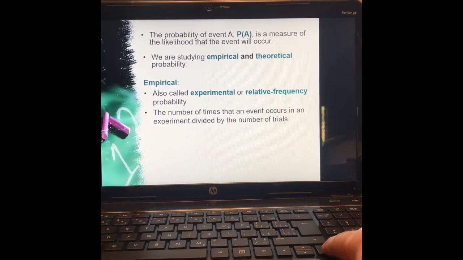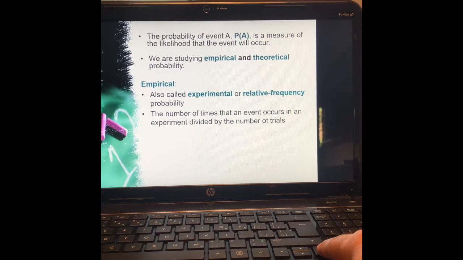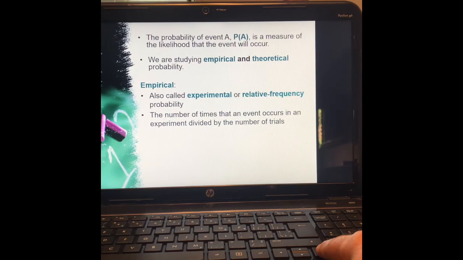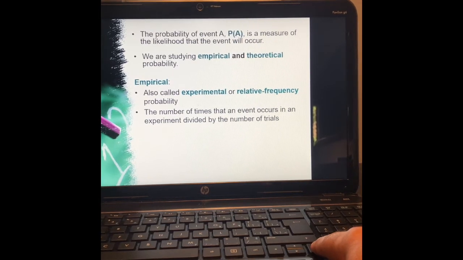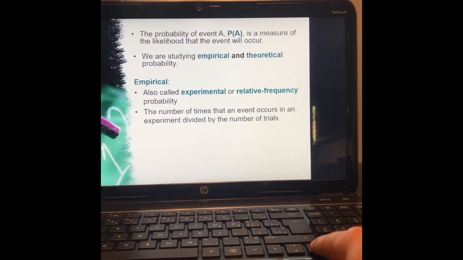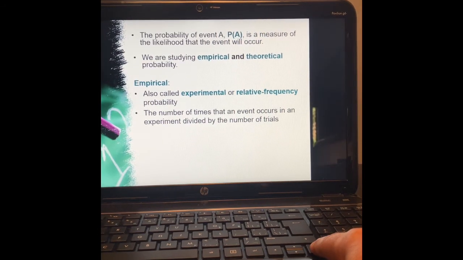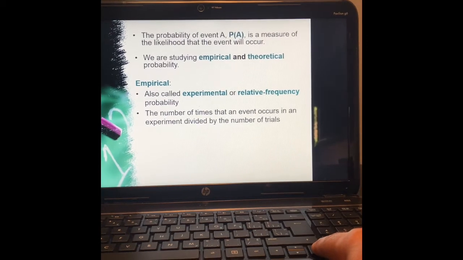Again, number of times an event occurs divided by all trials this time because it's experimental. So in theoretical, it's the event you want divided by all possible events. In experimental, it's the event you want divided by all possible trials. How many times did you try to roll a 6? That's your denominator. And how many times you actually rolled it? That's your numerator.